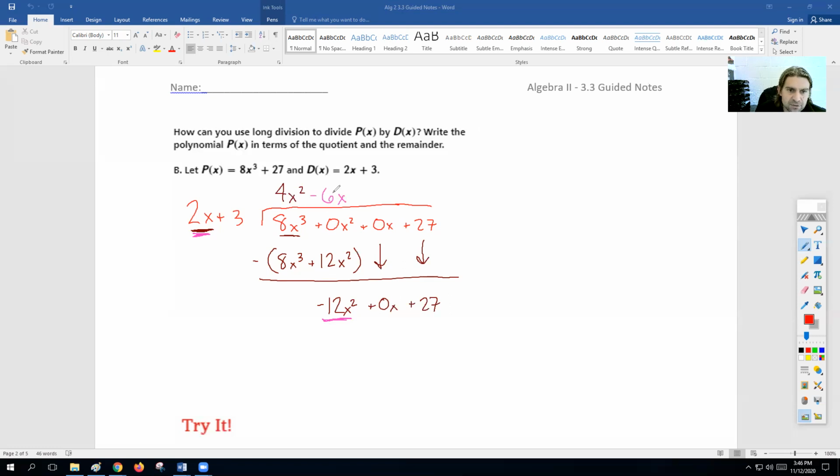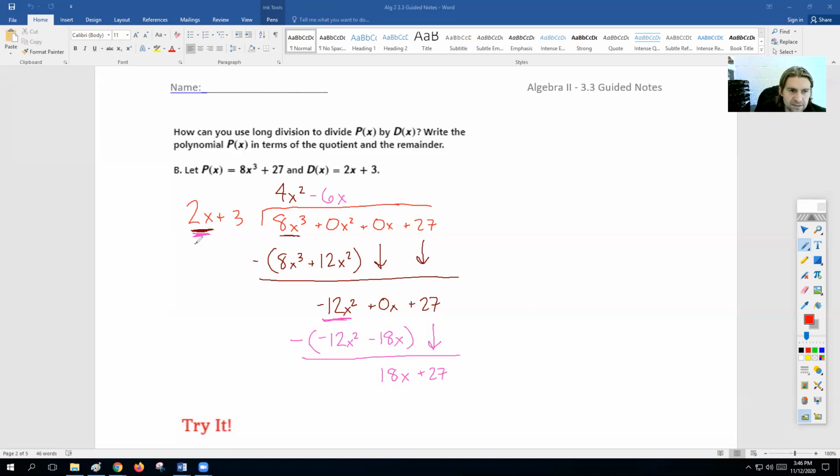So we're going to distribute the negative 6x to both of those. So negative 6x times 2x is a negative 12x squared. Negative 6x times 3 is a negative 18x. We're going to subtract this expression. Negative 12x squared minus negative 12x squared goes away. 0 minus negative 18x is a positive 18x. We bring down the 27. All right, we keep it going until we can't do it anymore.